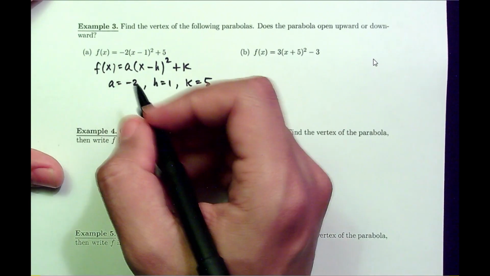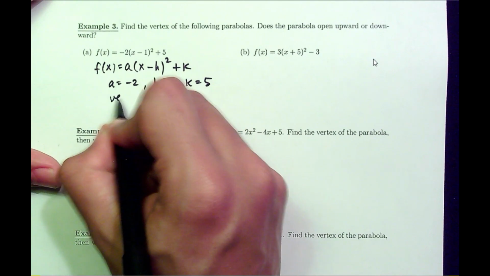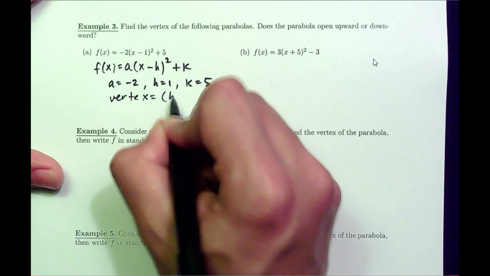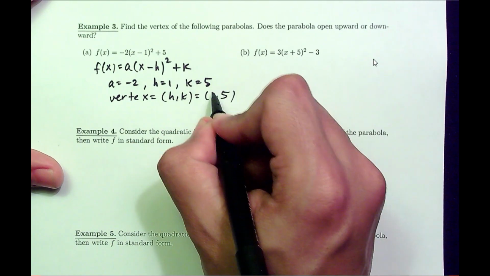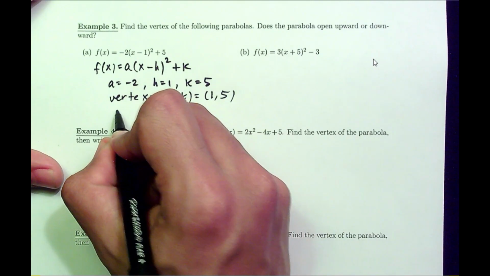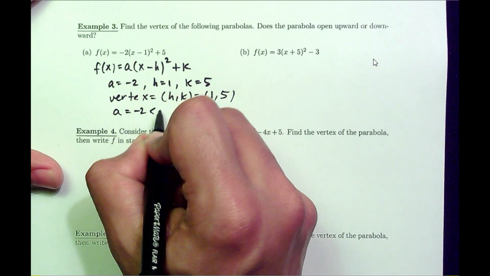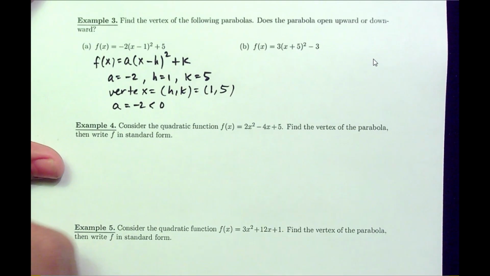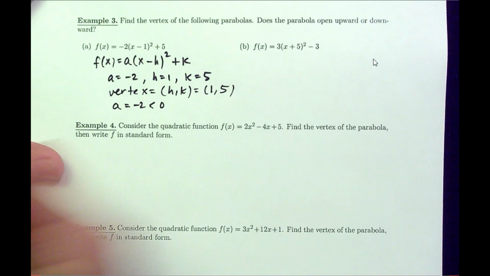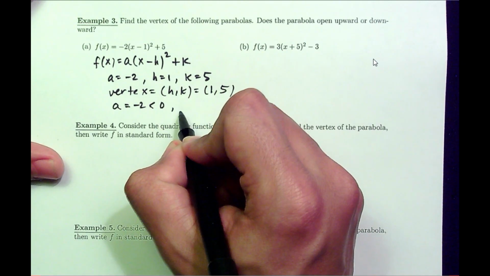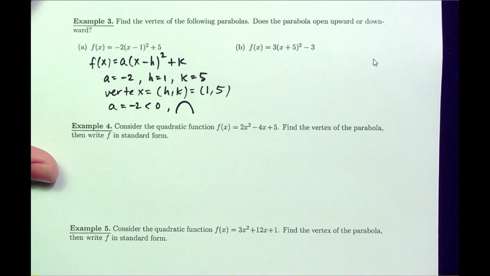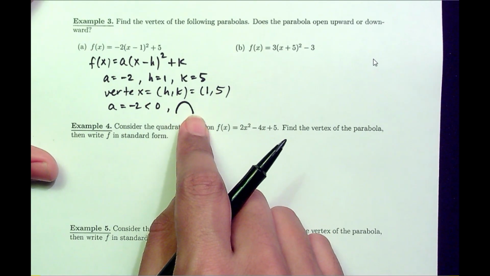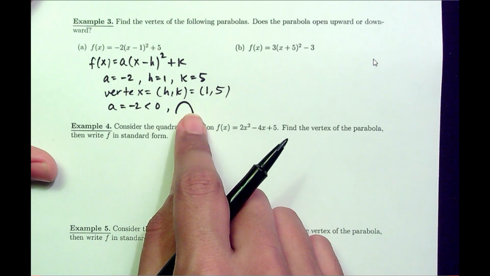And the vertex is (h, k), which in this case is just (1, 5). And the fact that a equals -2, which is negative, means it opens down. When a is negative, it opens down. So it opens downward. So that answers the question, both parts. What is the vertex? The vertex is (1, 5). And does it open upward or downward? Well, a is negative, so it opens downward.